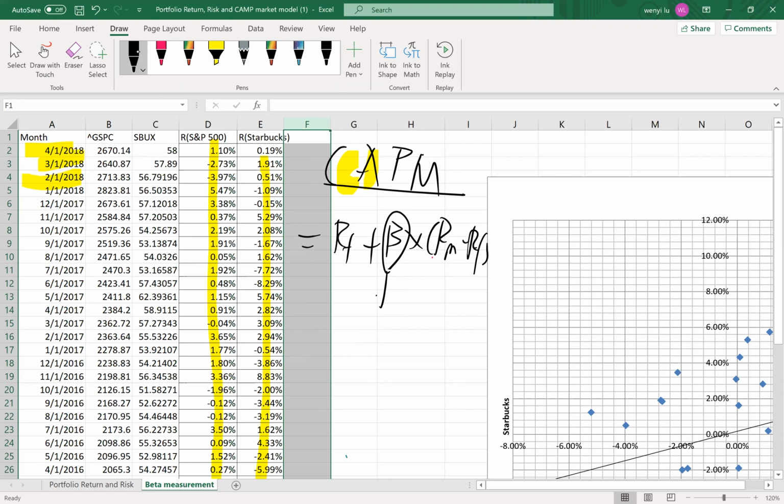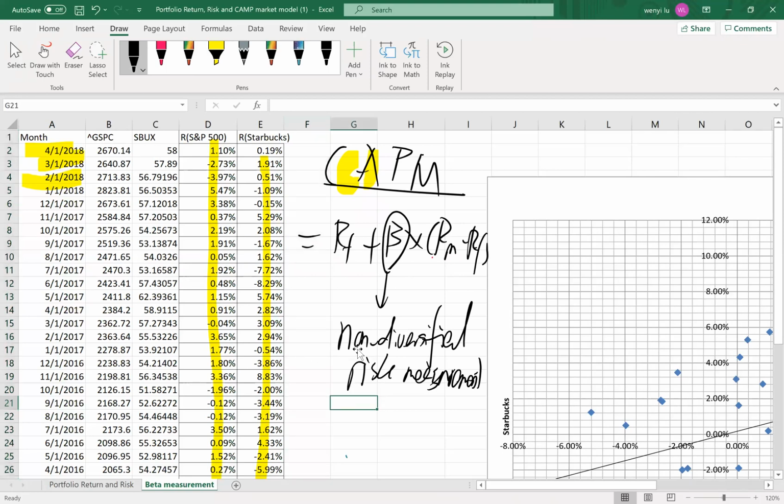So beta is called our non-diversified risk measurement. So beta measures the risk of your company's stock.